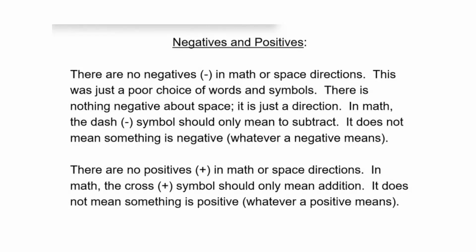Negatives and positives. There are no negatives in math or space directions. This was just a poor choice of words and symbols. There is nothing negative about space. It is just a direction. In math, the dash symbol should only mean to subtract. It does not mean something is negative, whatever a negative means. There are no positives in math or space directions. In math, the cross symbol should only mean addition. It does not mean something is positive, whatever a positive means.